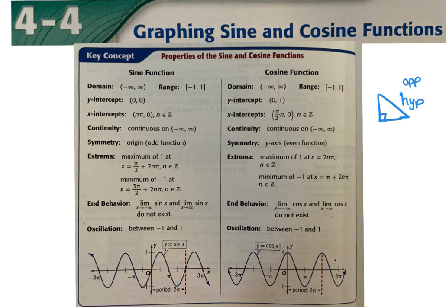Extremes, and other than the 1 and the -1, I'm not going to have you worry about them. End behavior doesn't exist because this is a wave. So you don't have it shooting off to infinity one way or the other. It literally goes up and back down, up and back down. It's a type of oscillating function. Oscillating means it goes just back and forth.